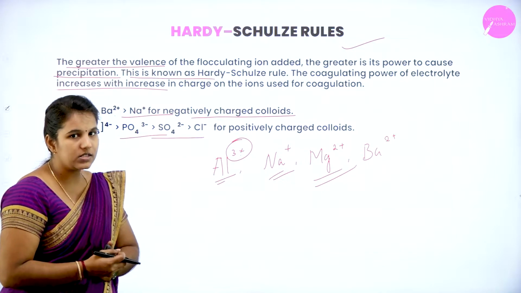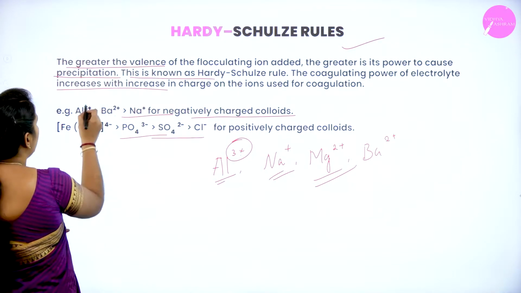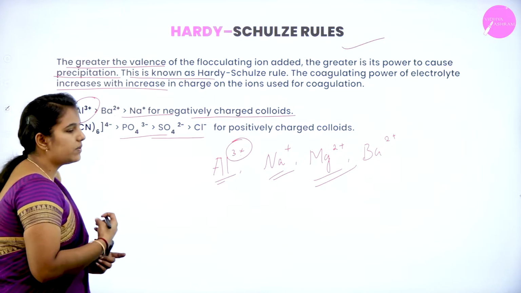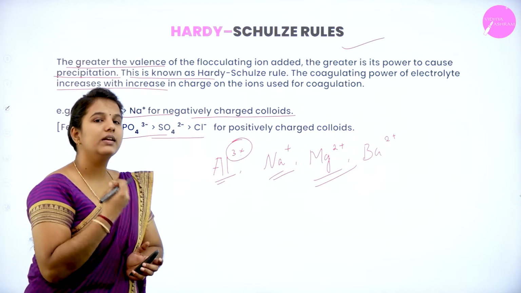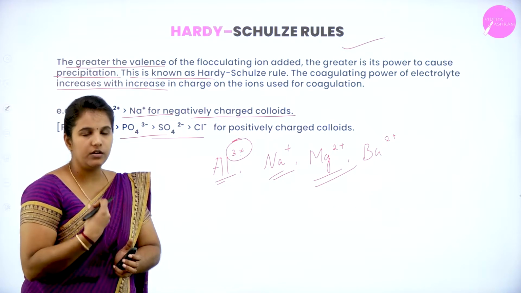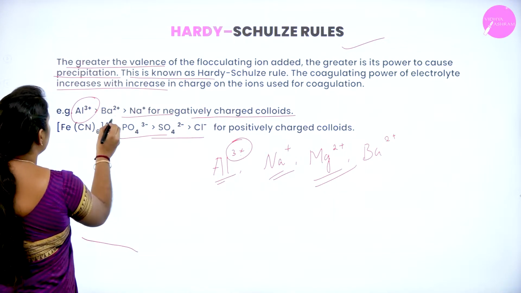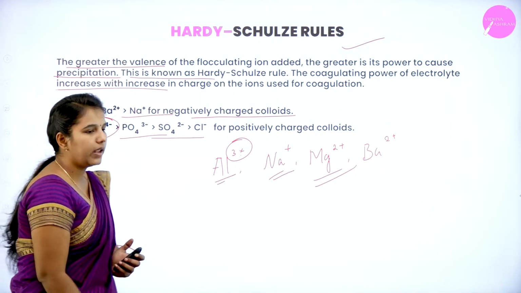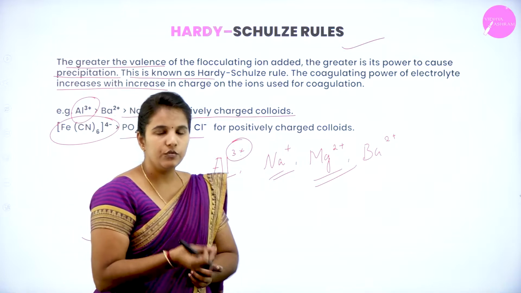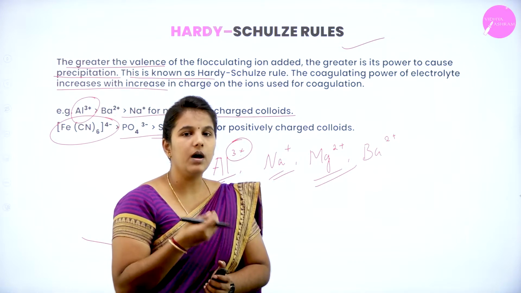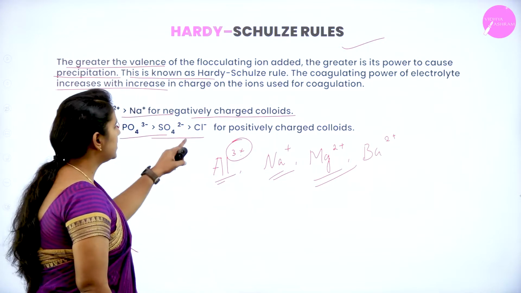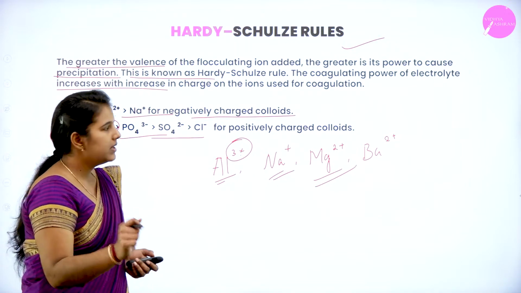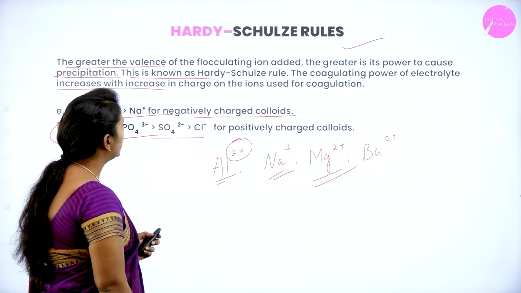So hope you have understood this. Always remember, if the coagulating ion has greater valency, greater will be the precipitation formation. Similarly here also, Fe(CN)6 4- has the greater valency, so it will form more precipitation compared with Cl-. So hope you have understood this concept.